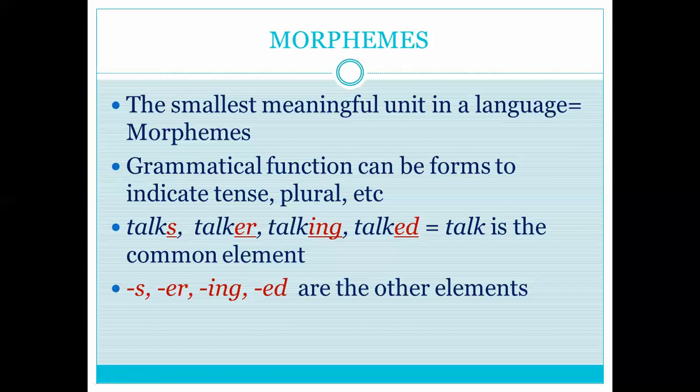Now, if you think back to our last chapters, 5 and 6, we discussed morphemes, and we talked about what morphemes are. A morpheme is the smallest meaningful unit in a language, and its grammatical function can be to pluralize something, or to tell me what tense I'm talking in, if it's past or present. For example, we have talks, talker, talking, talked, where talk is the common element, and the S, ER, ING, and ED are the other elements. So the smallest meaningful unit of language, for example, would be talk.